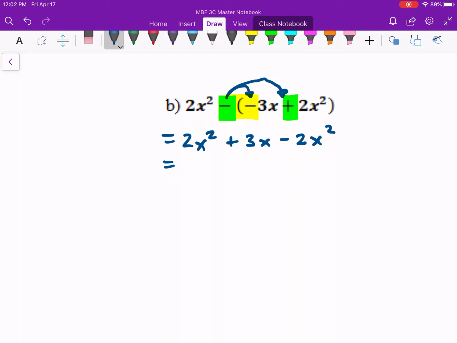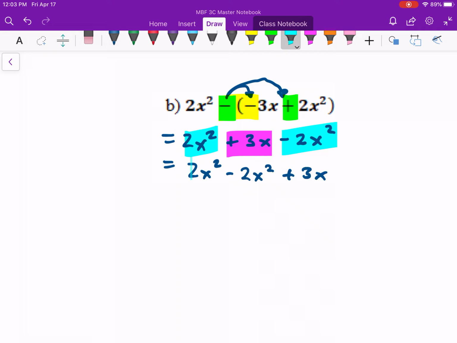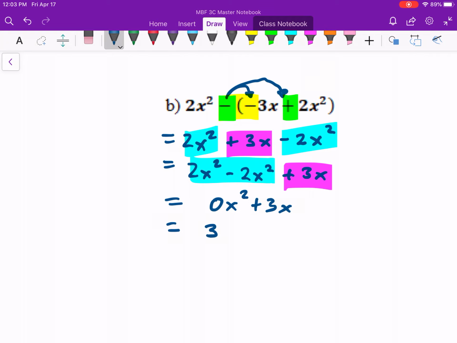And then collecting the like terms together, I've got these types of terms, x squared terms, and then I've got this type of term that doesn't have the squared on it. So that's what I'm looking for, the squareds versus not squared in this case. So if I move those beside each other, just rearrange it a little bit, now I've got the x squared terms together, and then the other term. Well, again, just subtract 2 minus 2 is 0. So I've got 0x squared, but I don't have to write down 0x squared. That just goes away, and I'm just left with the 3x.